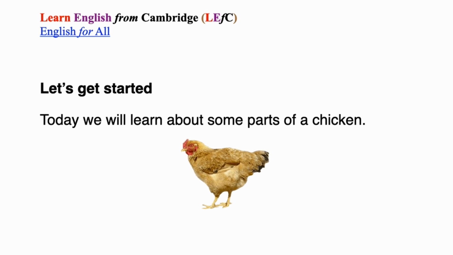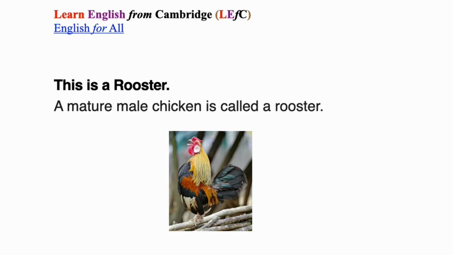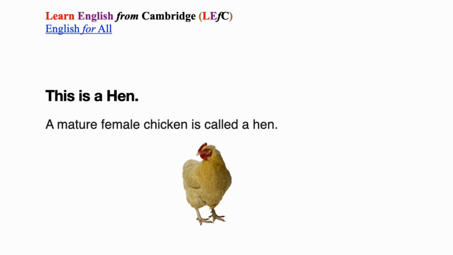Let's get started. Today we will learn about some parts of a chicken. This is a rooster. A mature male chicken is called a rooster. This is a hen. A mature female chicken is called a hen.